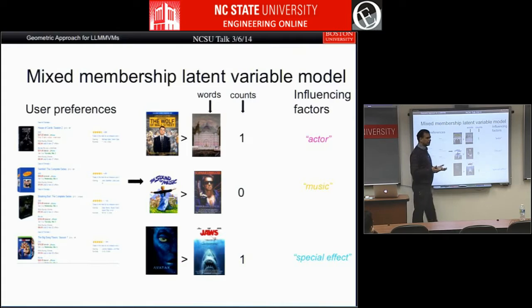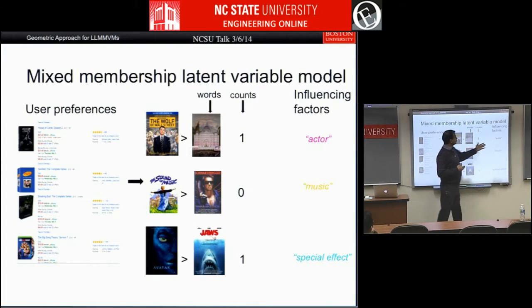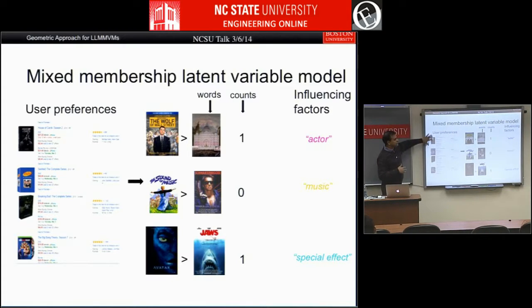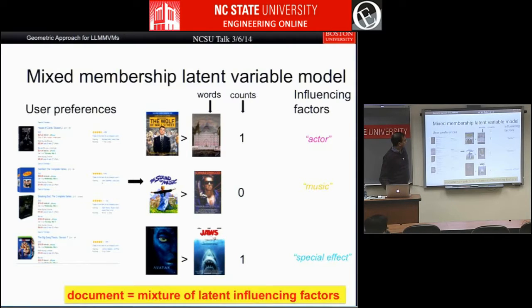So here again, there are influencing factors, which we call latent factors. This user might be influenced just by the actor in that particular movie or in a bunch of movies, and maybe that is the reason why this rating arises for that user or many users. So some users may be influenced by the actors in movies. Some users may be influenced by the fact that it's a musical versus a non-musical. Some other users may be influenced by special effects versus non-special effects. Again, you have various influencing factors which you do not know, and you want to use these user preferences and figure out what those influencing factors are. So the document here, which means the user preferences, is a mixture of latent influencing factors.